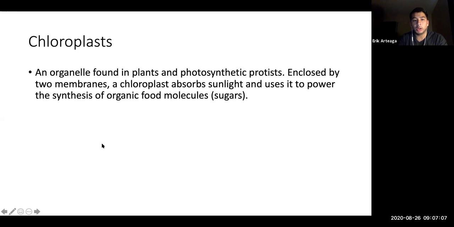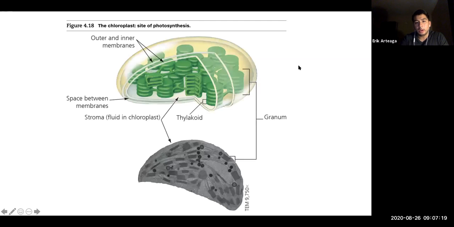So again, a chloroplast is an organelle found in plants and photosynthetic protists, enclosed by two membranes. A chloroplast absorbs sunlight and uses it to power the synthesis of organic food molecules, so sugar. Okay, I don't think we're gonna get through everything. So the chloroplast is the site of photosynthesis. Here we have a thylakoid membrane. Again, these are going to be those membranes that have pigments that get excited when the sun hits those membranes. Again, very efficient.